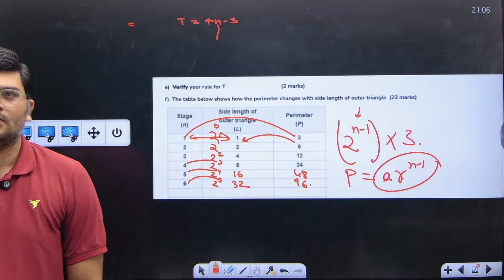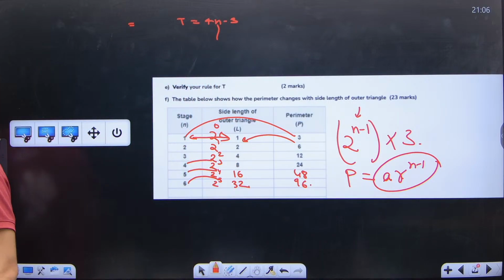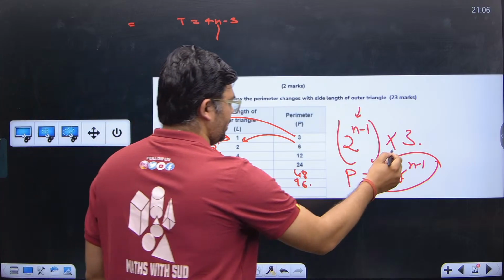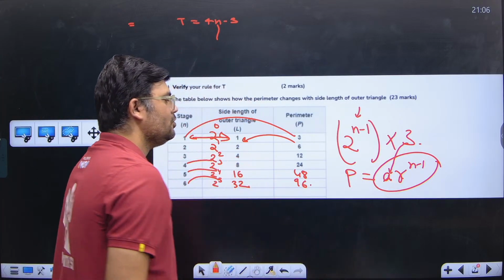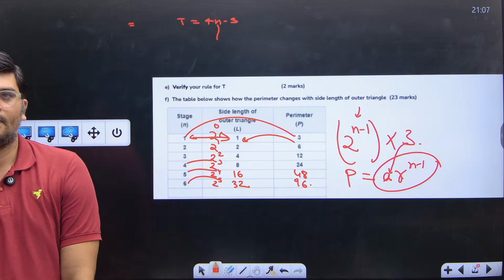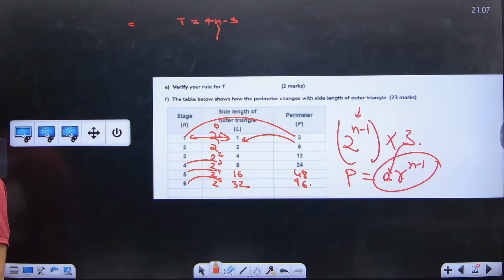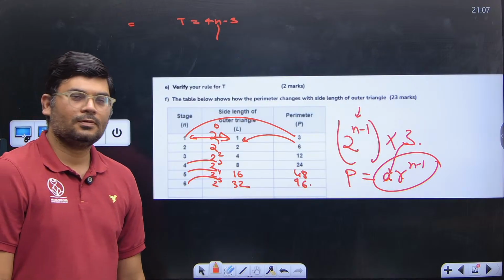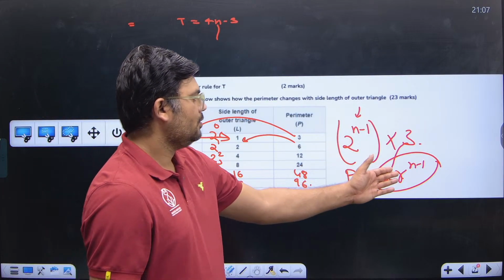Are you getting it? So in this equation, what is a? A is 2. What is r? A is 2, though, because I thought a was the first one. No, a is 3. Sorry, a is 3. Yeah, sorry, my bad. A is 3, r is 2. Understood? 3 multiplied by 2 to the power n minus 1.